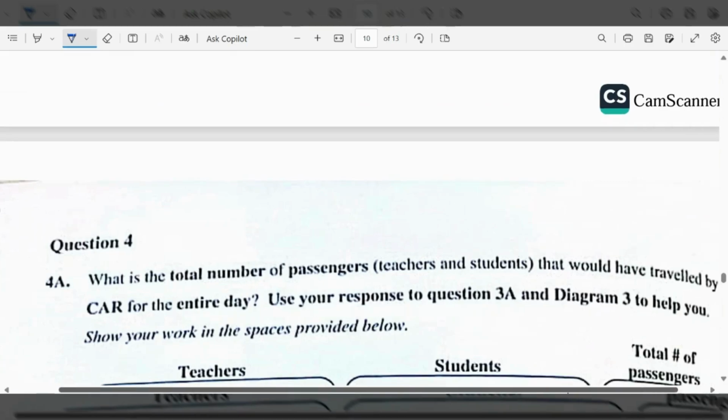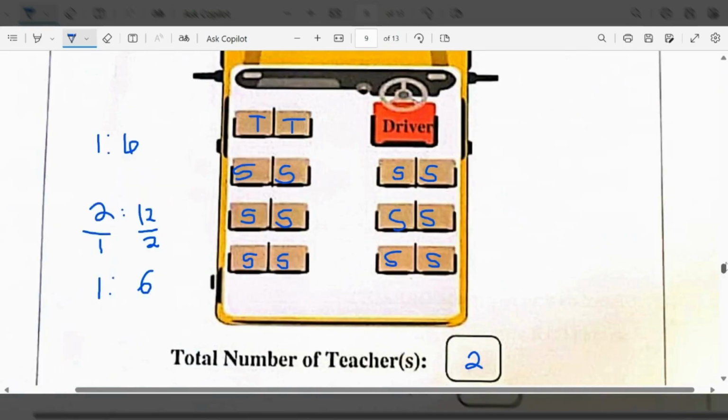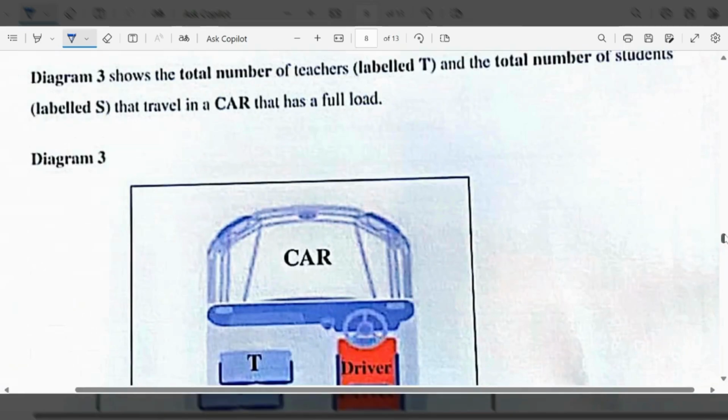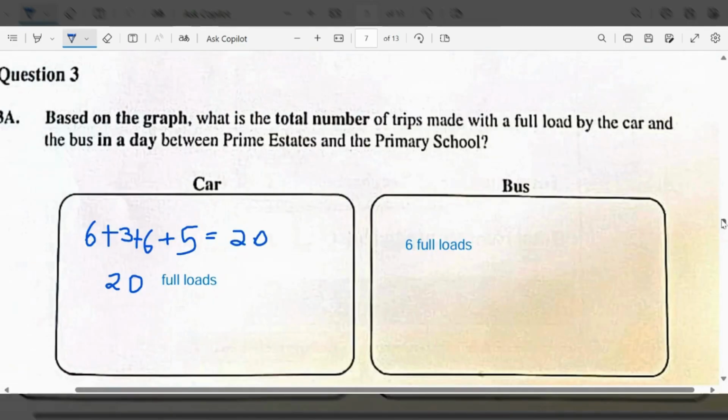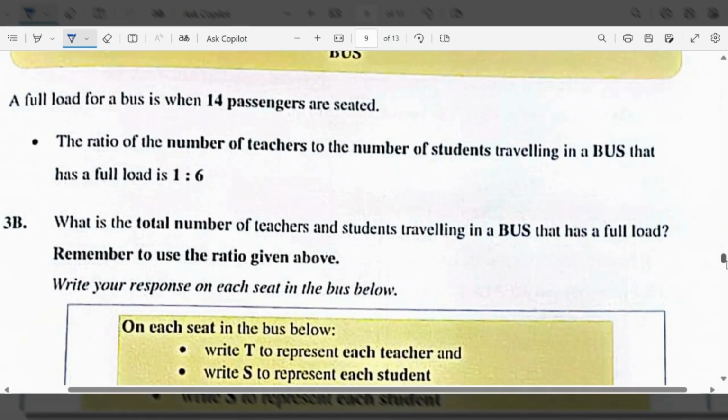All right, now let's move on to number 4. What is the total number of passengers, teachers, and students that would have traveled by the car for the entire day? So when we go back to number 3A, we saw the total number of cars was 20 full loads, and for the bus 6 full loads.